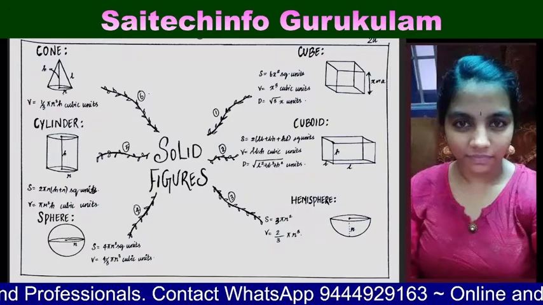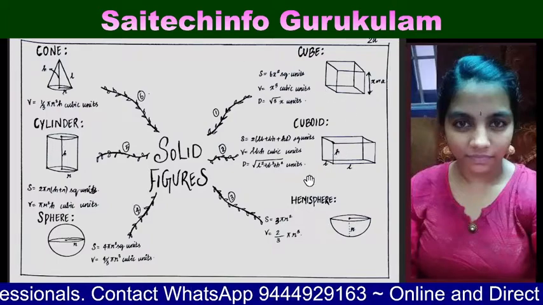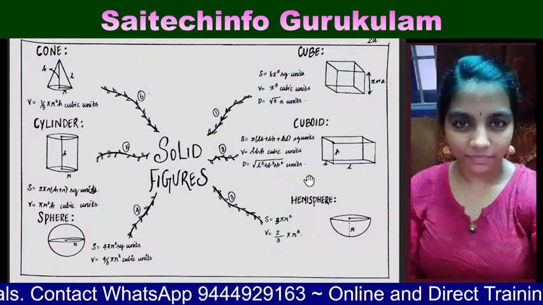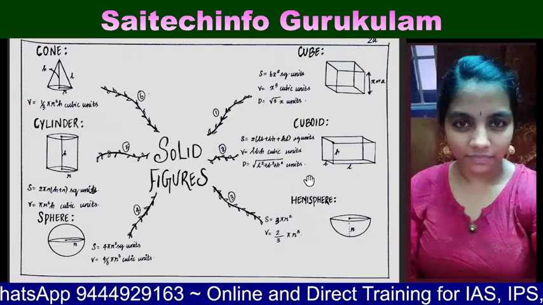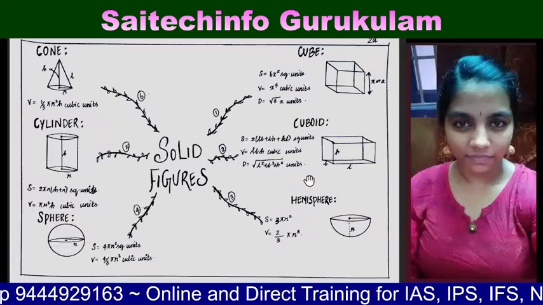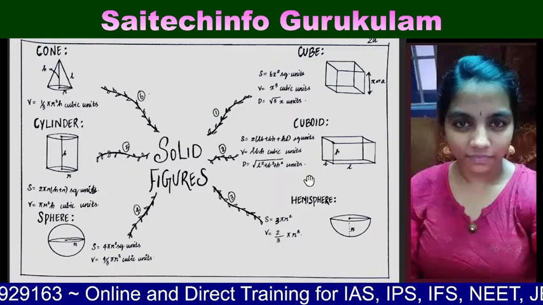Cuboid. Surface area S is equal to 2 into (LB plus BH plus HL) square units. Volume V is equal to LBH cubic units. Diagonal D is equal to root of L square plus B square plus H square units.